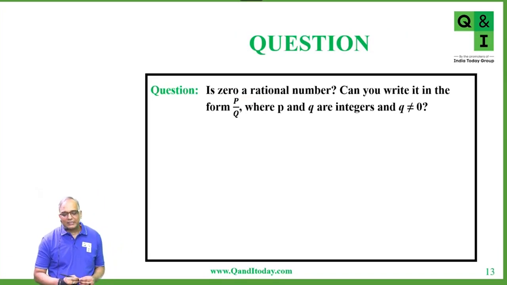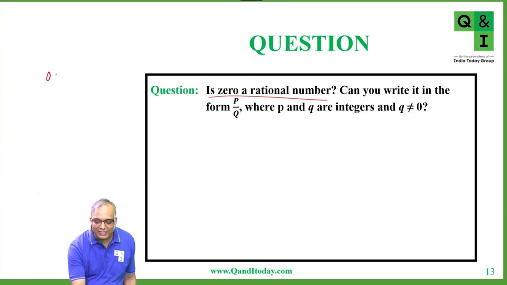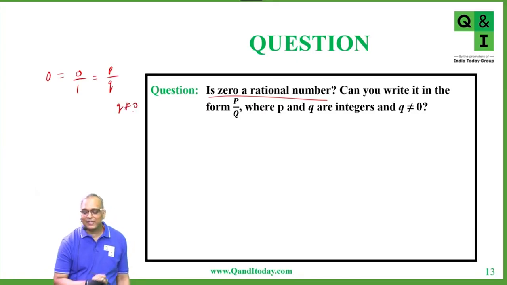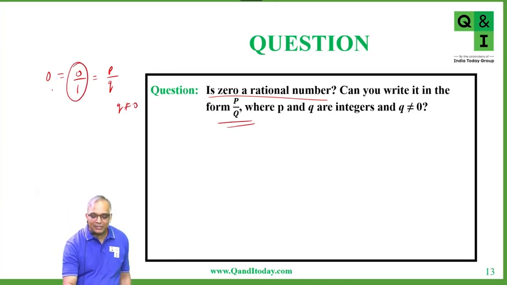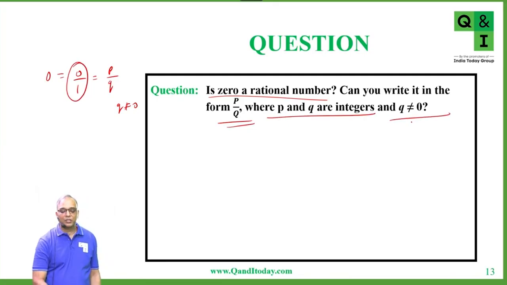Now, the next question, students. Is 0 a rational number? Yes, we have seen that 0 is a rational number because you can write it as 0 by 1, which is of the form P by Q, where Q is not equal to 0. So that's why it is a rational number. Can you write it in the form P by Q? Yes, it can be written in the form P by Q, where P and Q are integers and Q is not equal to 0. Okay?